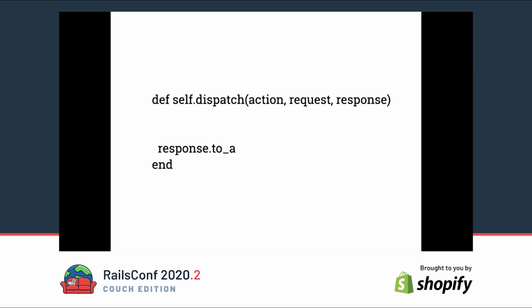I've defined a class method called dispatch, taking in the arguments from the router, and I've used the response to send back the status code, headers, and body of the response. This supplies us with the start of our implementation of dispatching the request to the controller and returning a response.